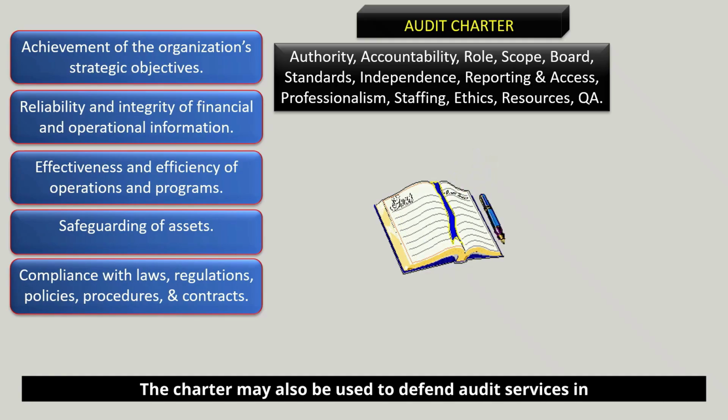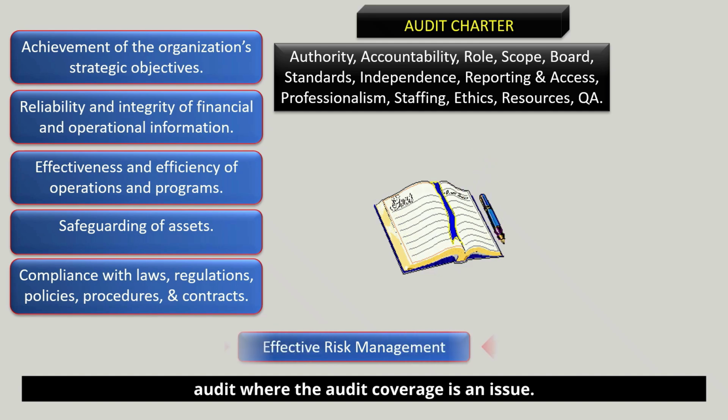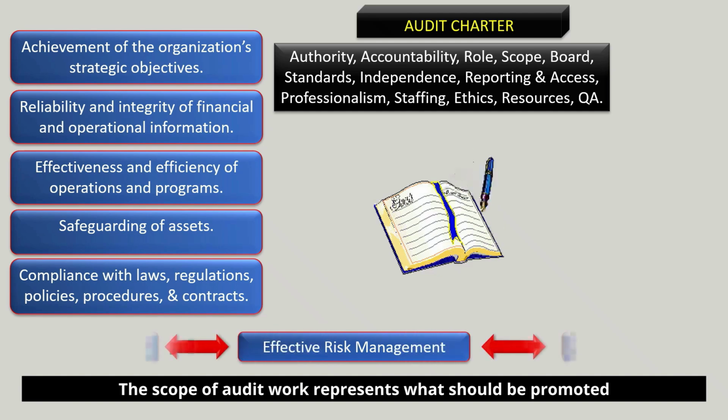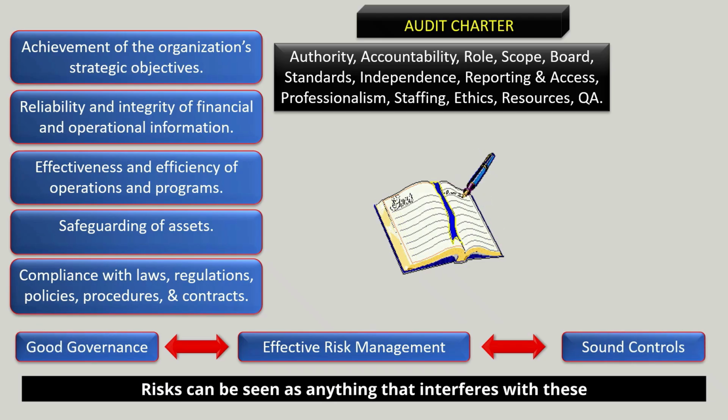The Charter may also be used to defend audit services in the event of a dispute or an awkward audit where the audit coverage is an issue. The scope of audit work represents what should be promoted by good corporate governance arrangements. Risks can be seen as anything that interferes with these aspirations, while sound controls may be seen as all those arrangements that help in achieving these 5 things.